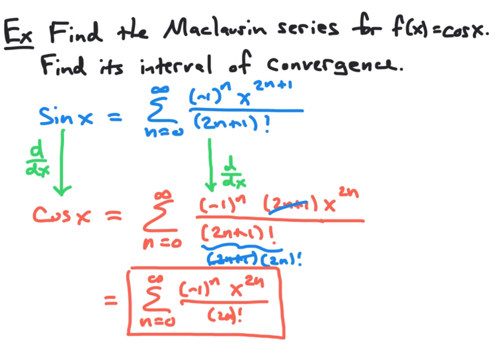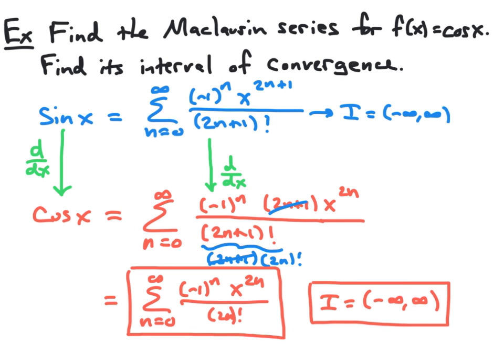To find the interval of convergence for this Maclaurin series, recall that for sine of x, the interval of convergence was negative infinity to infinity, since this power series converged for every real number x. And recall that when we use term-by-term differentiation, this does not change the interval of convergence. The radius of convergence in particular will always be the same when we differentiate. And since our radius of convergence for sine of x is infinite, the same will be true for the Maclaurin series for cosine of x. And so our interval of convergence here will also be negative infinity to positive infinity.